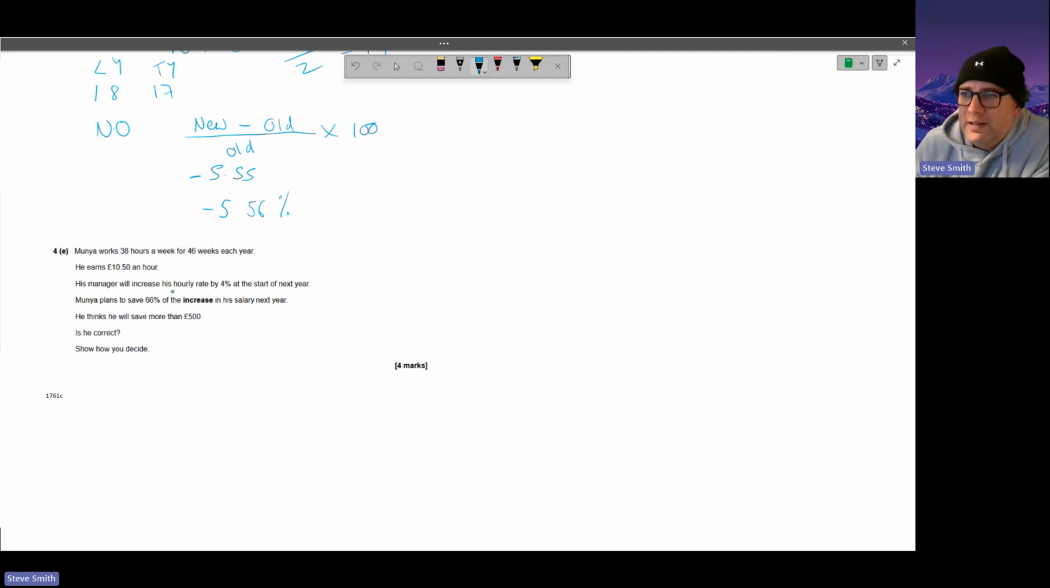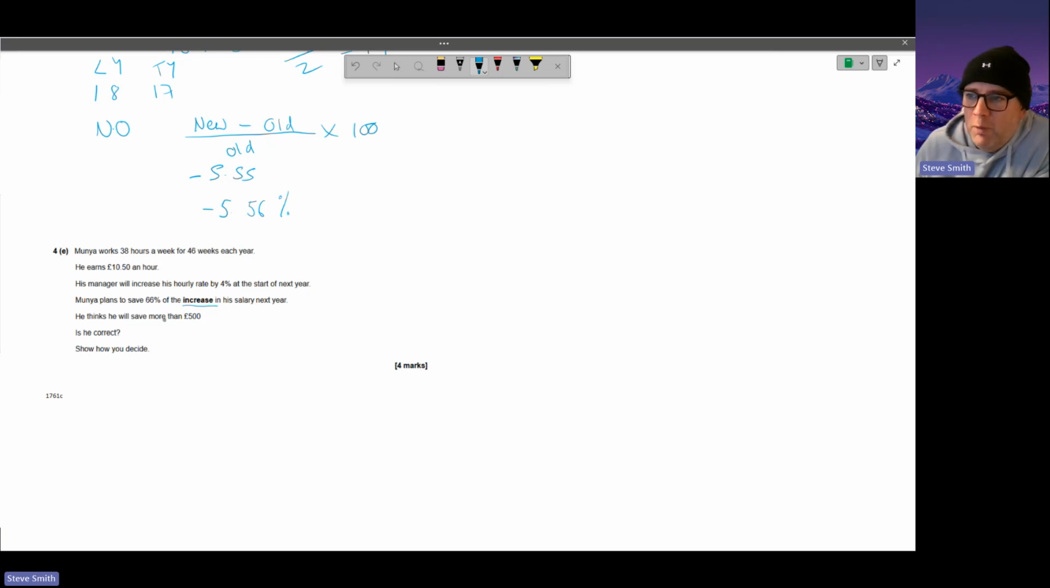His manager will increase his hourly rate by 4% at the start of next year. No, he's not got long to wait. Munya plans to save 66% of the increase. So it's in bold because it's important. He's not saving 66% of his whole wage, just the increased part of his salary.